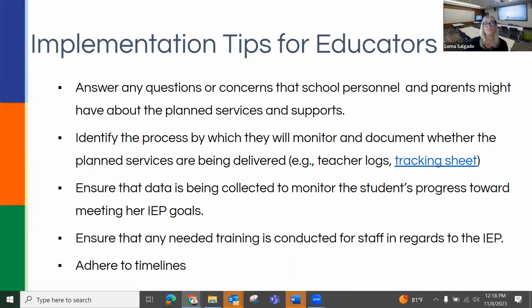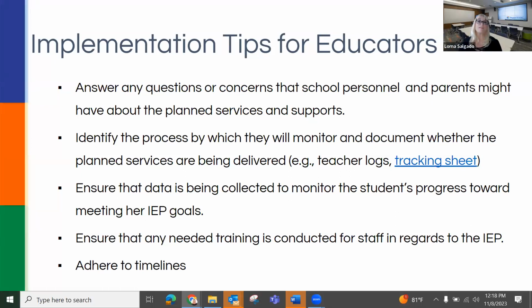Identify the processes with which you're going to monitor those. And I even like teachers should have some kind of a log, some kind of a tracking sheet. There's no one way it has to be done. So you might ask the teacher, how do you keep track? Some teachers put it on their lesson plans. They put the initials of the kid and what they provided for accommodations. So just see what kinds of things are out there. I added a tracking sheet that some people use. Make sure that data is being collected to monitor progress towards meeting the IEP goals.